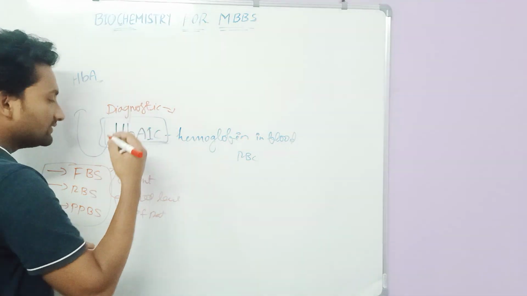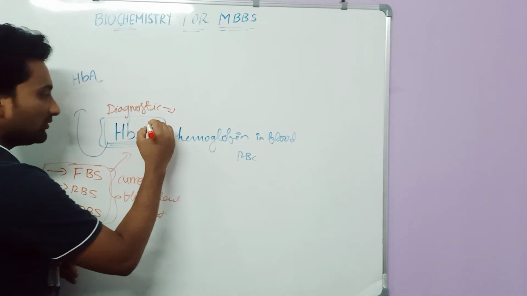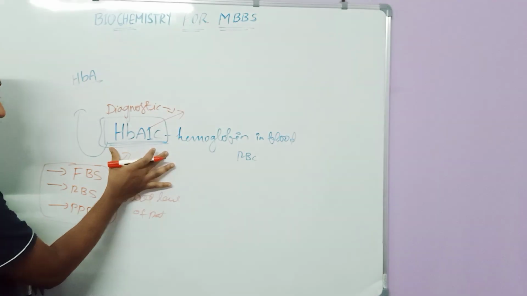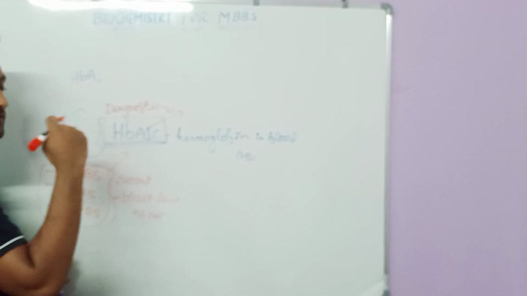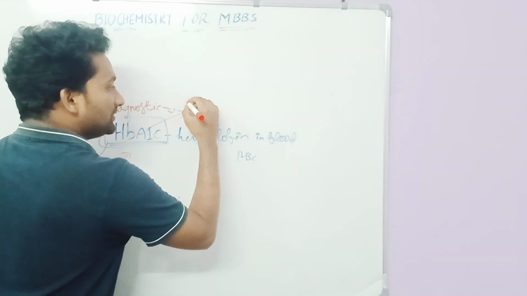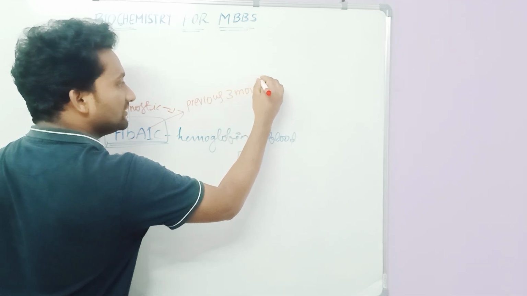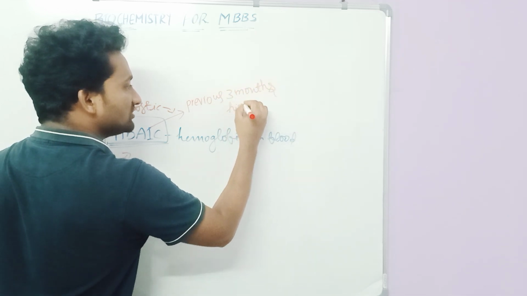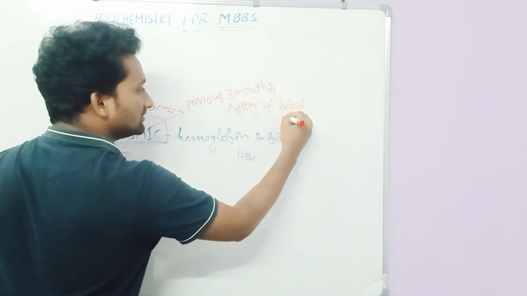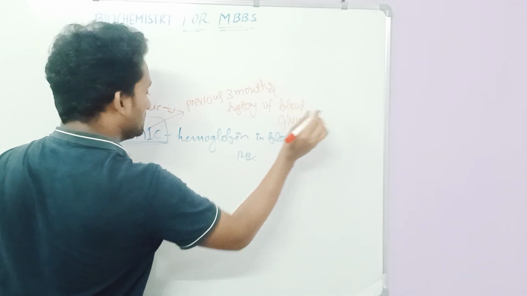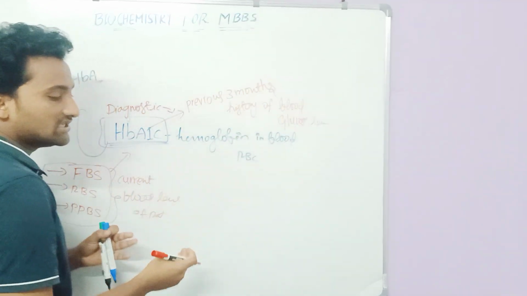HbA1c is also one of the diagnostic tests preferred for the diabetic patient. But the importance of HbA1c is that the HbA1c test reveals the blood sugar level of a particular person over the previous 3 months. So this HbA1c test reveals the previous 3 months history of blood glucose levels in a person.